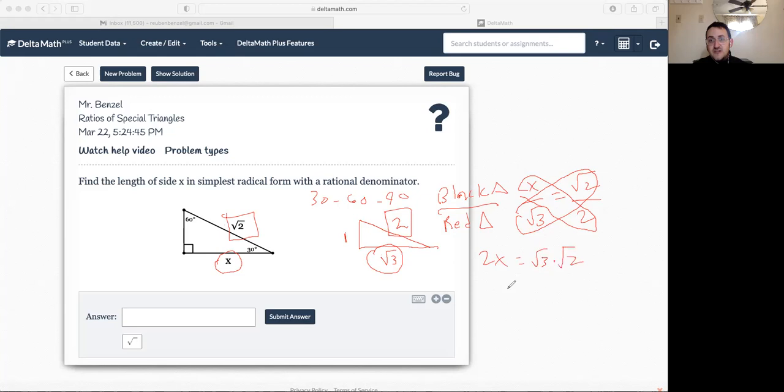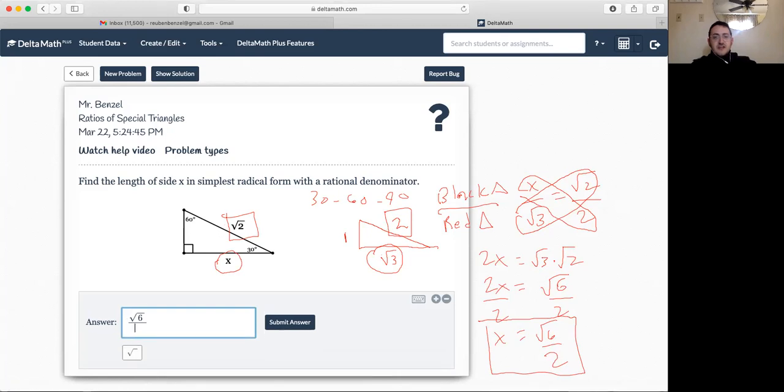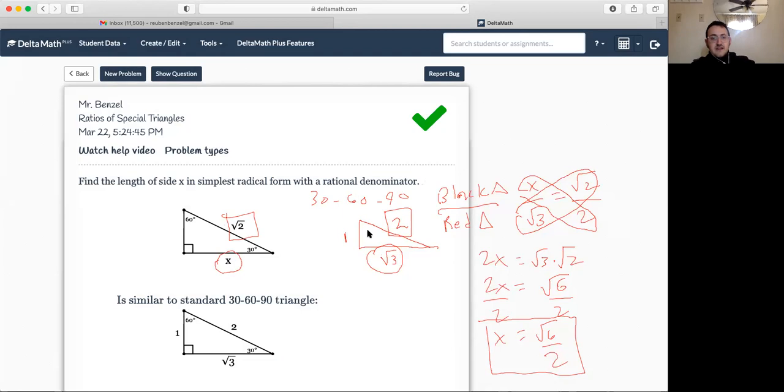And when you have radicals, you just need to multiply what's inside. So I got square root of 6. And then I'm just going to divide by 2. So I'm going to get square root of 6 over 2. And sometimes you have a radical that you can simplify. Sometimes, like with square root of 6, that is broken down as much as it can be. So I'm just going to do square root of 6 divided by 2. And we're good.